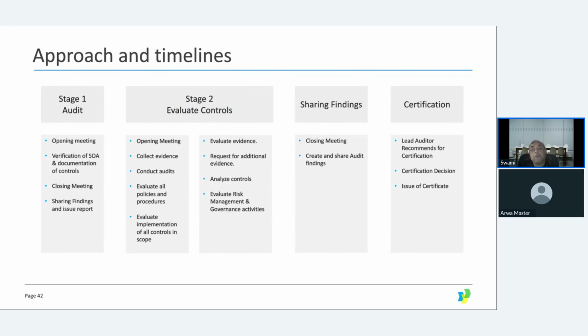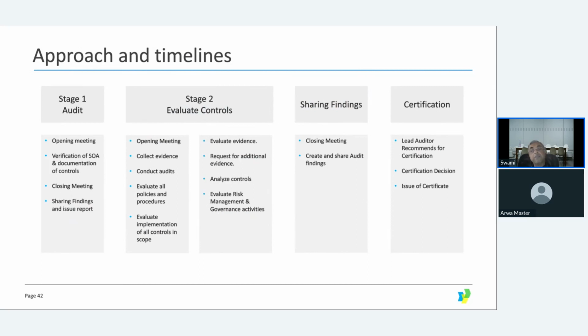Now the stage 2 audit is the evaluation of the controls, the implementation of the controls. What controls that you have identified and how you have implemented them. There will be an opening meeting and a closing meeting. They will be looking at the collection of evidence, and also conduct audits, evaluate all policies and procedures, evaluate implementation of all controls in scope, and also evaluate the evidences, request additional evidence if required, and analyze the controls implemented.